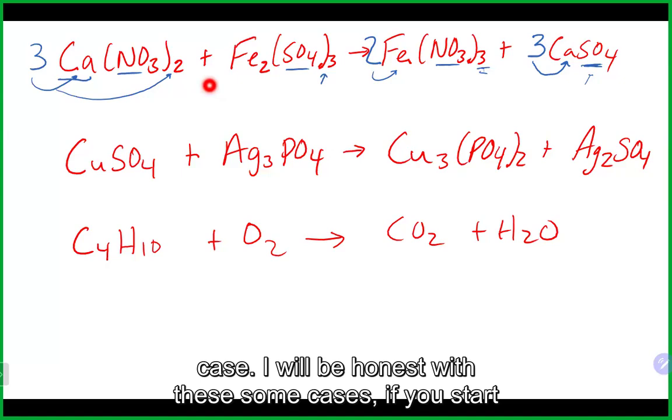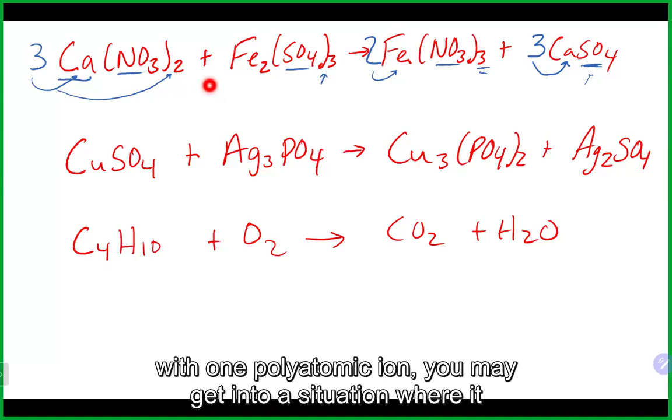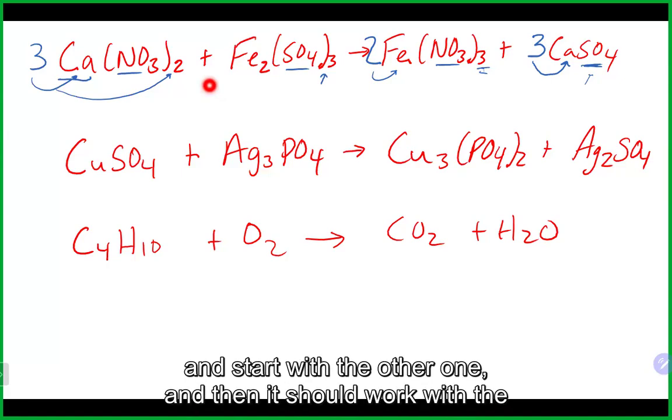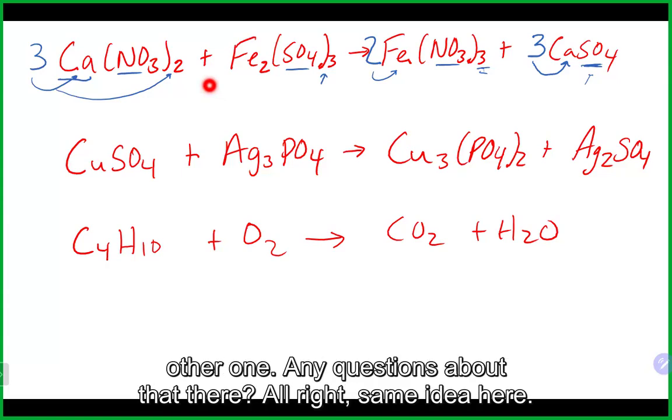I will be honest with you, in some cases, if you start with one polyatomic ion, you may get into a situation where it doesn't work. In that case, just go back to the beginning and start with the other one, and then it should work. Any questions about that?